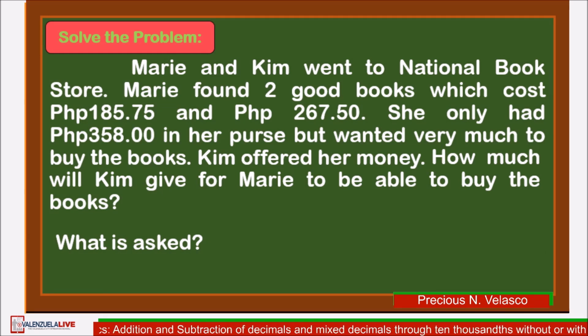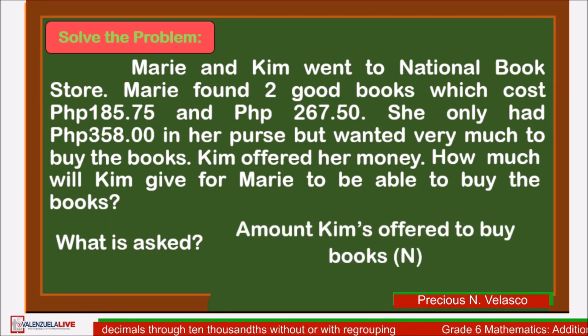So we are going to answer that using the steps in answering a word problem. First, we are going to answer what is asked in our problem. So we are going to give as the answer how much will Kim give for Marie to be able to buy the books. So what is asked is the amount of Kim's offer to buy the books.